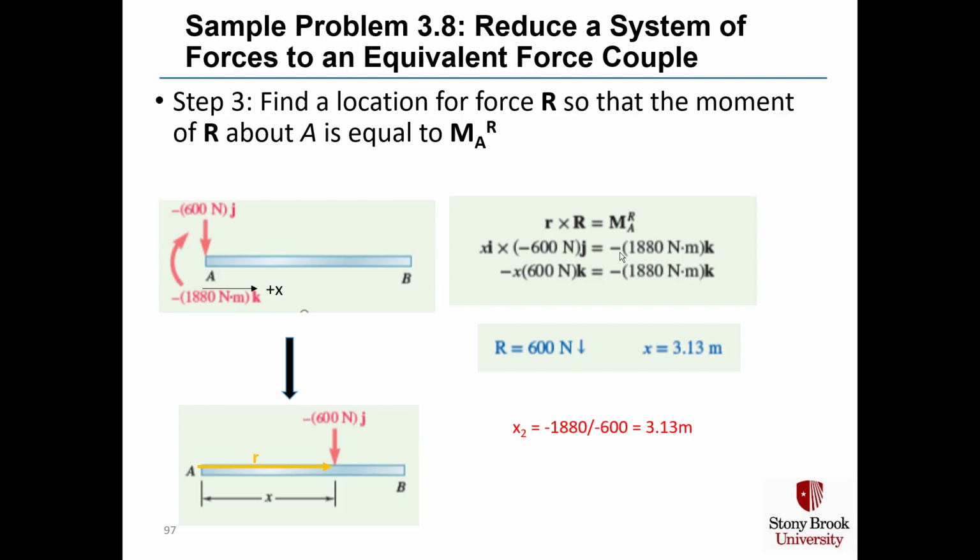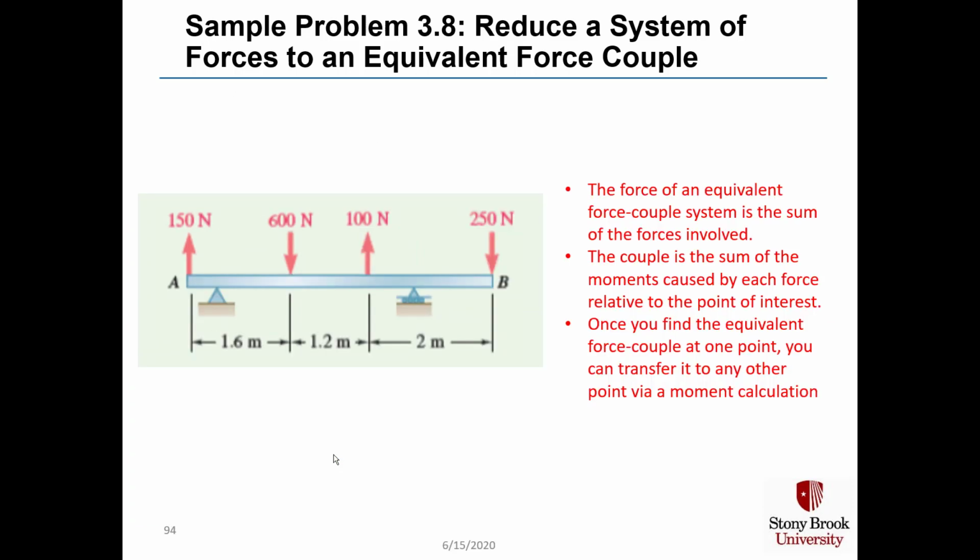Doing that simple math, x equals positive 3.13 meters, which means if you put the force R equal to minus 600 newtons exactly at 3.13 meters to the right of point A, it has the same effect on the beam as our original four forces.